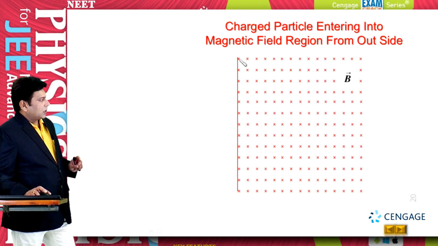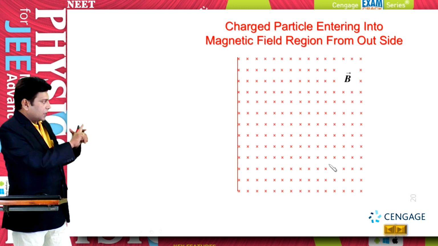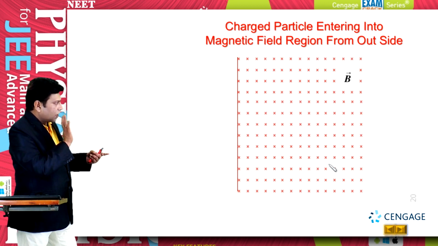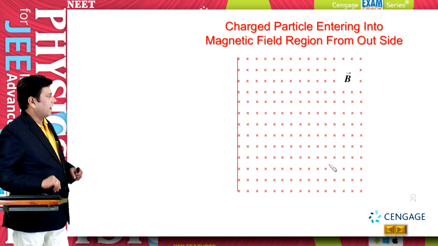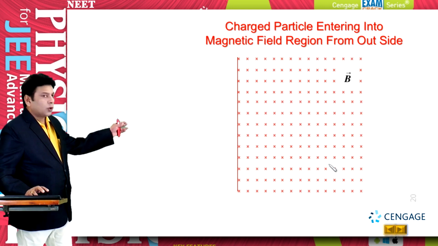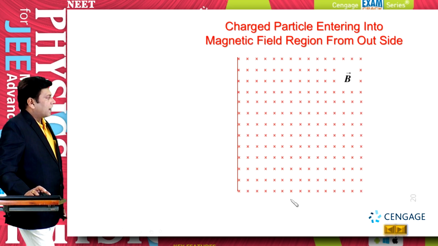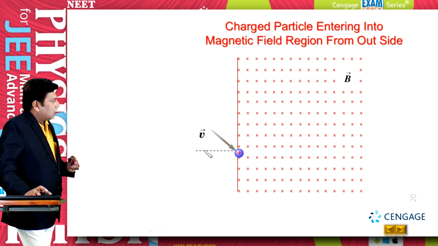You can observe here a magnetic field B vector and it is a cross, that is, the magnetic field is away from you, right? The vector is pointing away from you into the plane. And here the charged particle is entering from this position. Let the angle made by the charged particle velocity with the horizontal be theta.